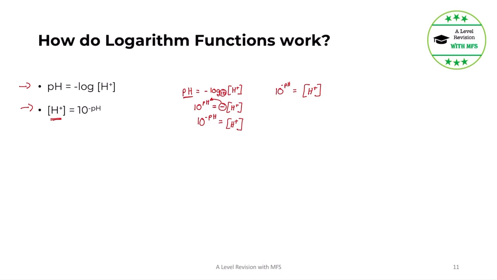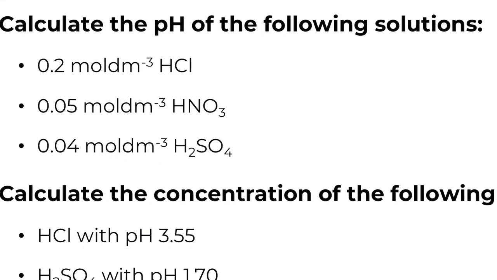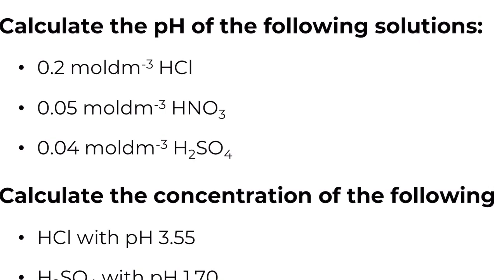Now, to finish off, we're going to have a look at some examples. Okay, so I've got some examples over here. We need to calculate the pH and then the concentration of the following acids. So if we start off by calculating the pH of the following solutions, we've got 0.2 mole per dm cubed of HCl. Now, first of all, as you can see, this is a monoprotic acid. That means the concentration is just going to stay the same.